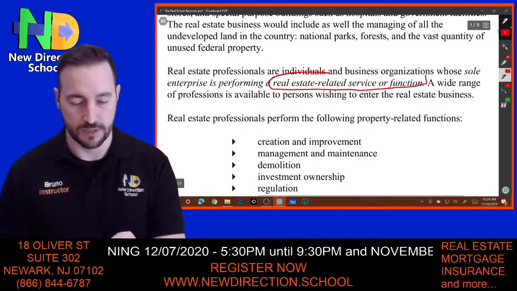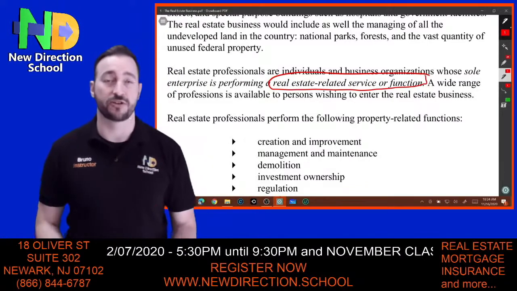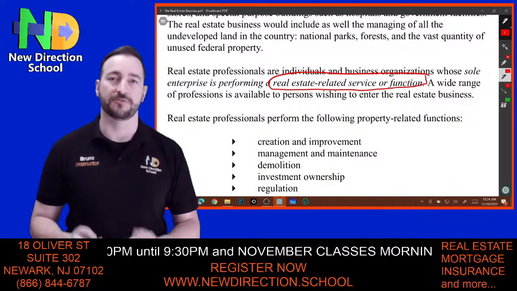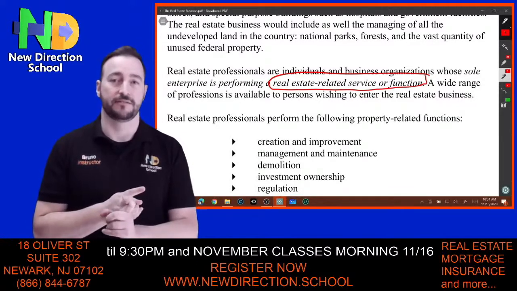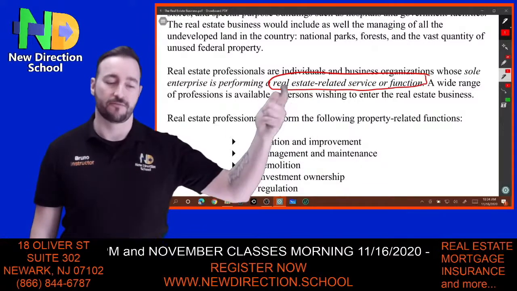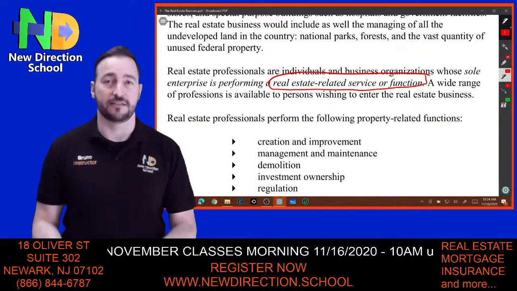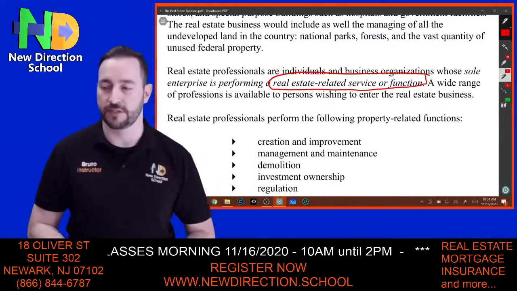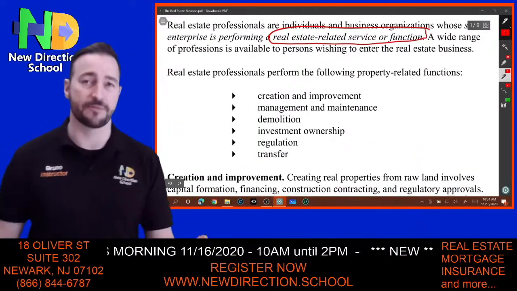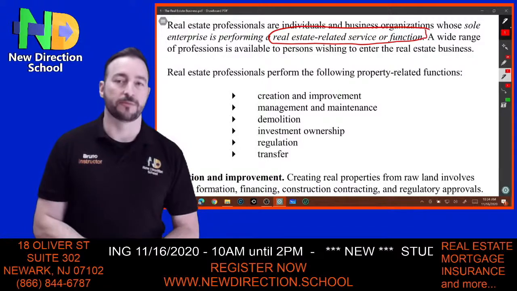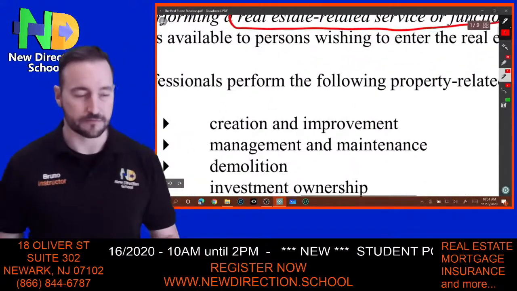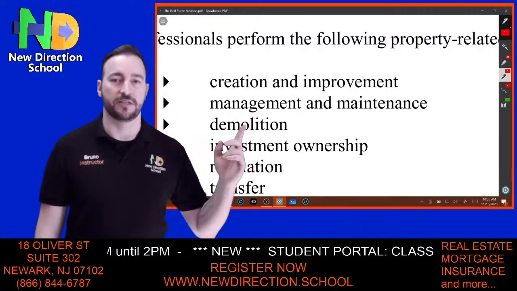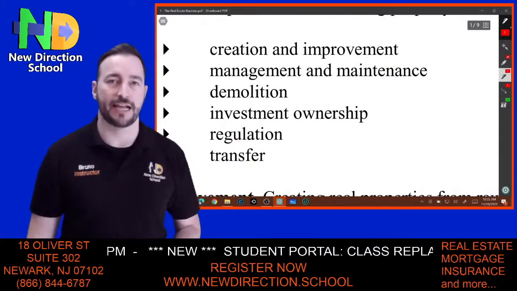This is what we do. We provide a real estate related service or function. And this is key, and I'll repeat it a bunch of times. It's key to understand because we don't sell real estate, we don't buy real estate. We provide a service for the seller to sell, for the buyer to buy. So we facilitate, we're mediators, we're the people in the middle helping both parties achieve whatever they need to achieve. So it provides some type of service. Real estate professionals perform the following property-related functions. There are people involved in the creation and improvement, management and maintenance, demolition, investment ownership, regulation, and transfer of real estate.